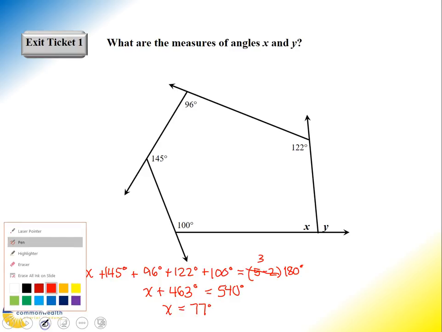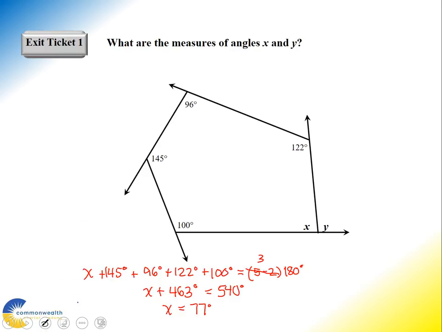Now, I also know that x plus y should total 180 degrees because they're a linear pair, and I just found out what angle x was. So 77 degrees plus y is 180 degrees. So I'm going to subtract 77 from both sides, and I get that angle y is 103 degrees.